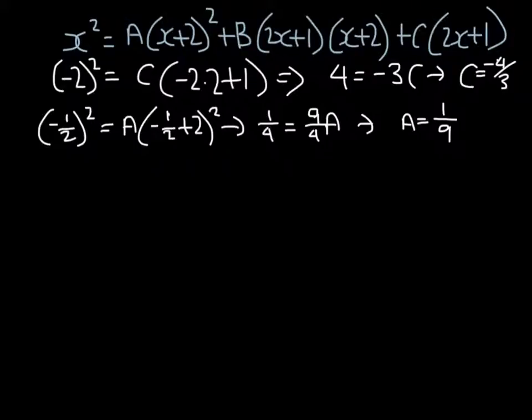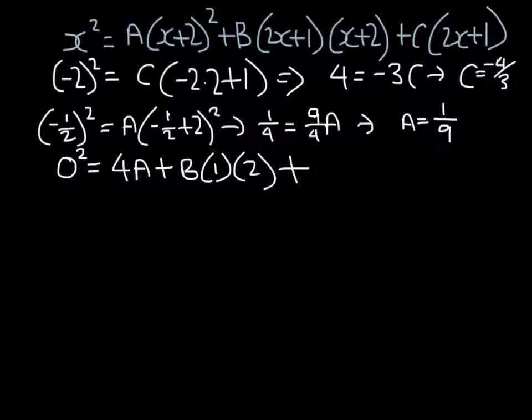And now in order to find b, since I have 3 unknowns here, a, b, and c, I'm going to have to plug in a third value for x. I'll just choose 0 because that one should be relatively simple. And that gives 0 squared equals 4a plus b times 1 times 2 plus c times 1.